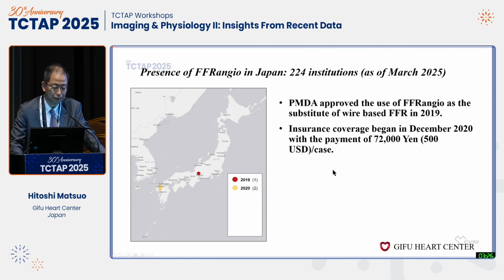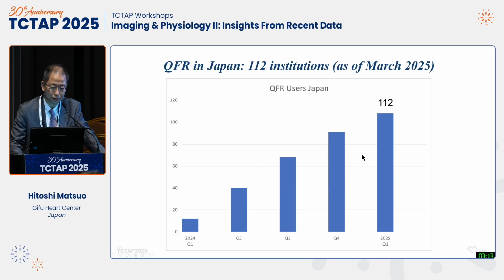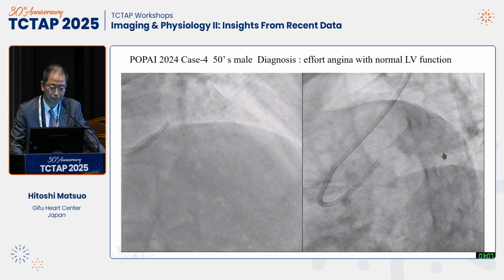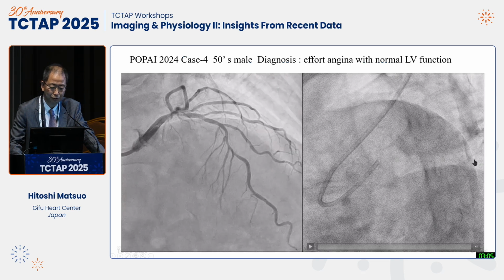Now 224 institutions are using the FFR angio. As you can see, the number of institutions has increased. As for the QFR, now 112 institutions are using it for 1 year. Let me show one case.